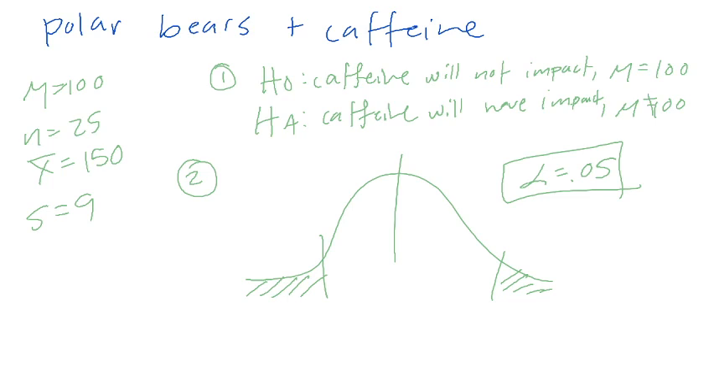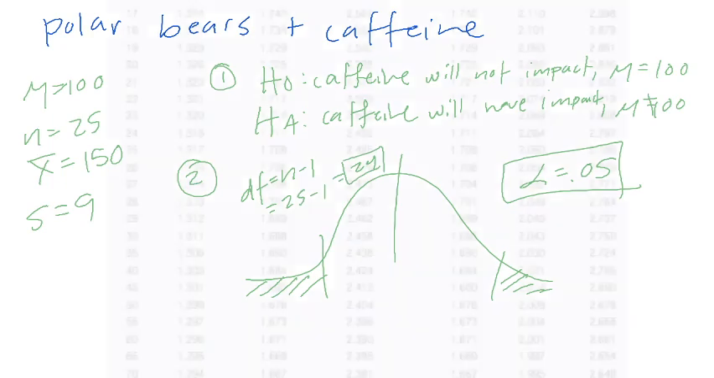All right, we need degrees of freedom. So let's go ahead and do that. Degrees of freedom is the same here, just n minus 1. We have an n of 25 minus 1, which gives us 24. All right, so we have two tails, an alpha of 0.05, and 24 degrees of freedom.